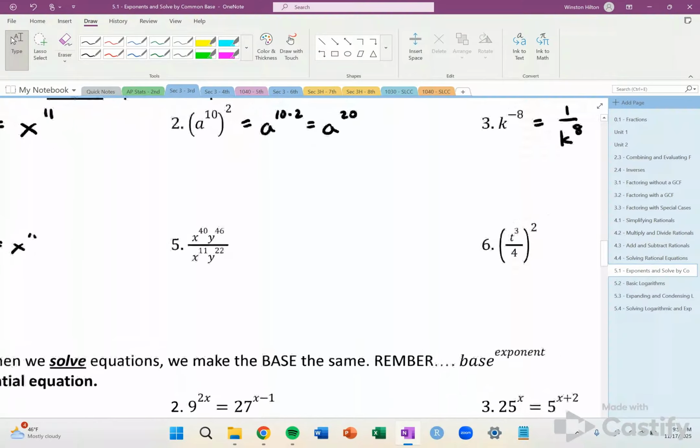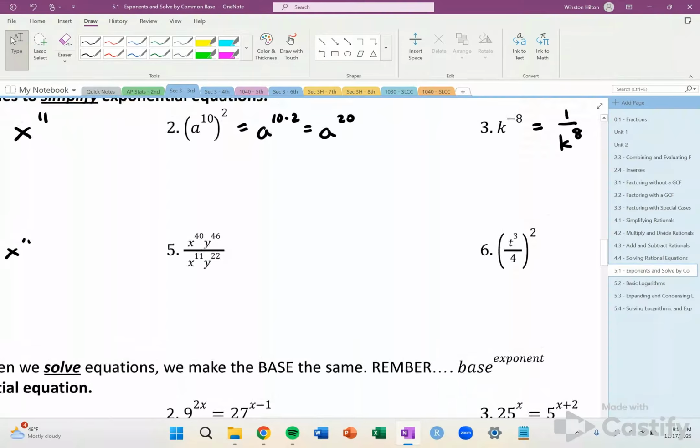Example 5, this one is a little bit trickier because we have 2 separate exponents, one with a base of x, one set with a base of y. But again, they are being divided, so we can subtract those powers. We subtract the powers of the exponents with the same base. So here we have x to the power of 40 minus 11, and y to the power of 46 minus 22. 40 minus 11 is 29, and 46 minus 22 is 24.